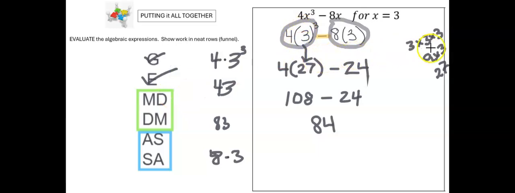Hopefully you didn't write 9, because remember, exponents are repeated multiplication. So if you wrote 9, you need to fix that up, and you need to study your exponents some more. So we get 4 times 27 when we're done with that exponent step. Then we do minus 8 times 3. Well, 8 times 3 is 24. This term only has one operation to it, and we just perform that operation and we're good.